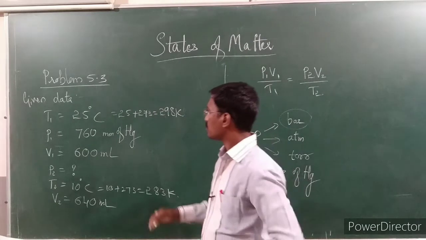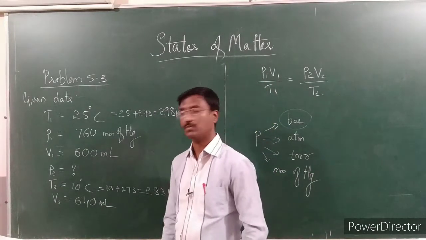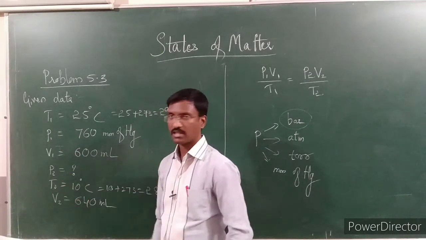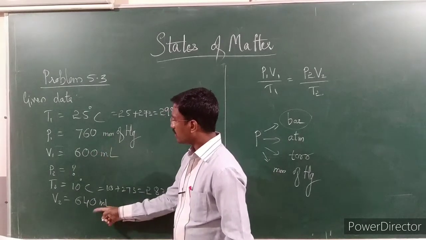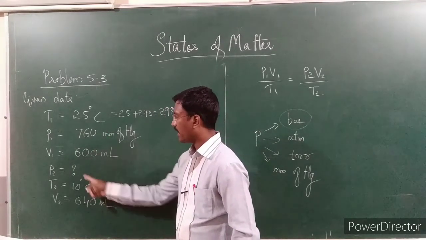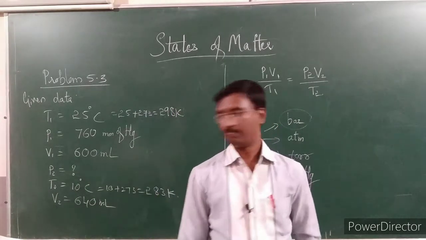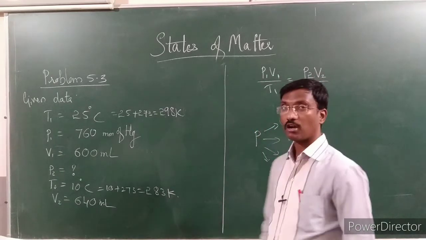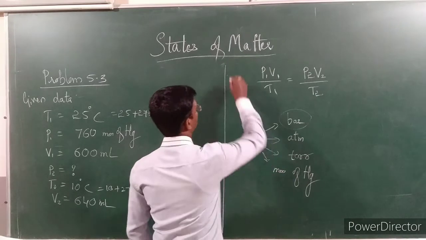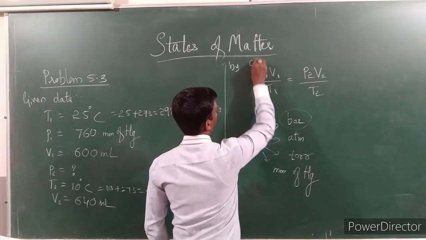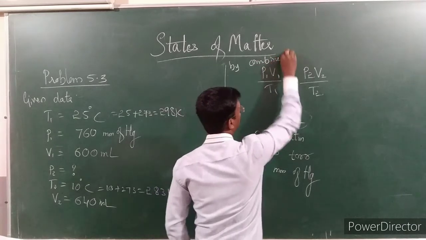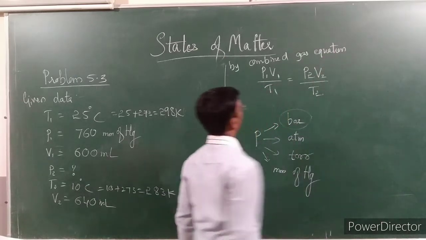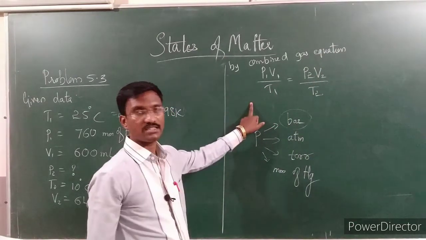Look here, we have totally 6 variables: P1, V1, T1, these are 3 variables, and P2, V2, T2, these are the other 3 variables. Among these 6 variables, they have given 5 and are telling us to calculate one, that is P2. According to the formula, we use the combined gas law, the combined gas equation.